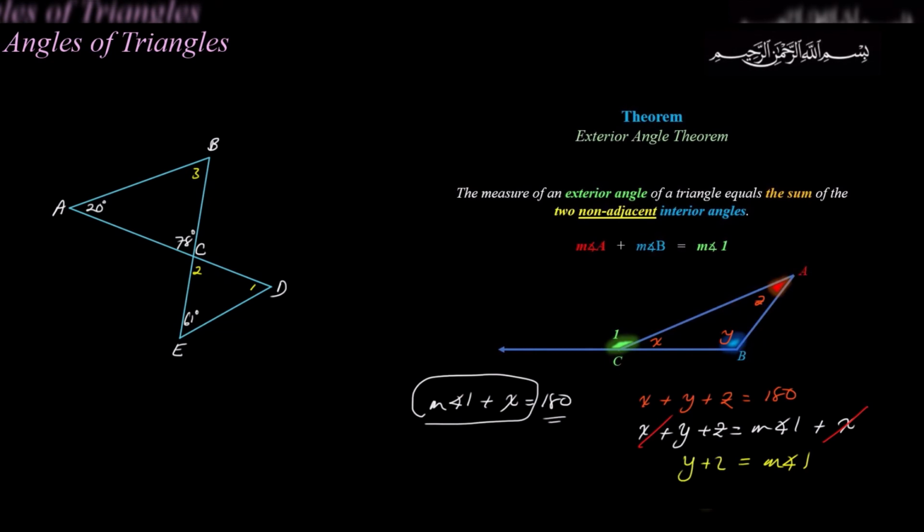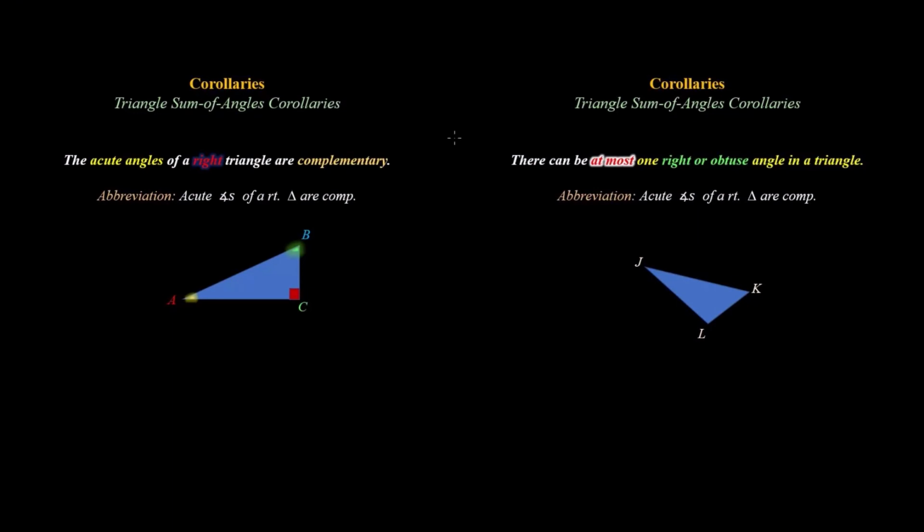So this is the beautiful exterior angle theorem. Again, it says the measure of an exterior angle of a triangle equals the sum of the two non-adjacent interior angles, not the adjacent, but the two non-adjacent interior angles. This lesson ends with two corollaries, and I would like to talk about this before we do our last example.